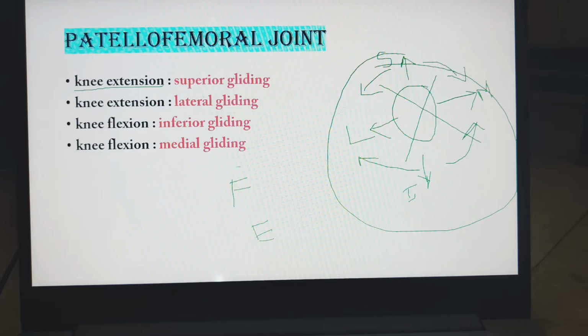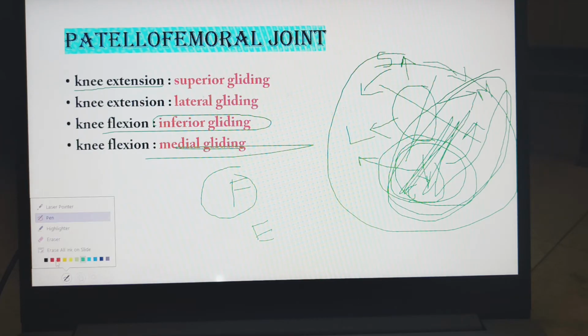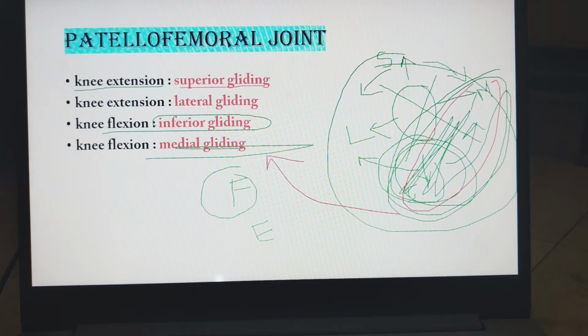First we'll see knee joint flexion. Inferior gliding is helpful for knee joint flexion, and medial gliding as well. Inferior and medial gliding are helpful for knee joint flexion. Now we'll see knee joint extension. Here superior gliding and lateral gliding are helpful for knee joint extension. It's very easy to remember.